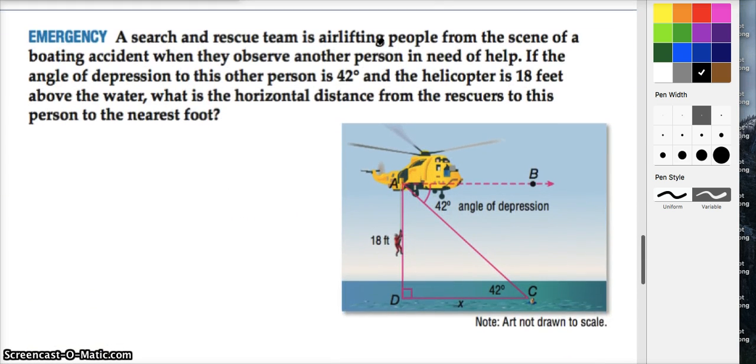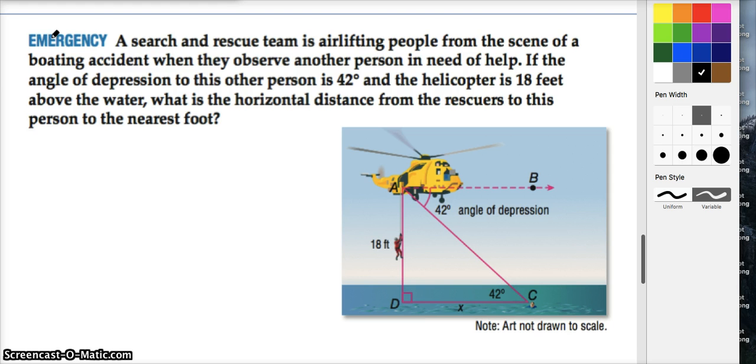All right, so here we go. We have an example entitled Emergency. So here we're looking at, and you can just glance at the picture. Again, this is something that you would need to be able to do just from reading. I should kind of white this out, but let's see if we could read and see how the picture was created. A search and rescue team is airlifting people from a scene of a boating accident when they observe another person in need of help. So people are being airlifted. Here's this person in need of help.